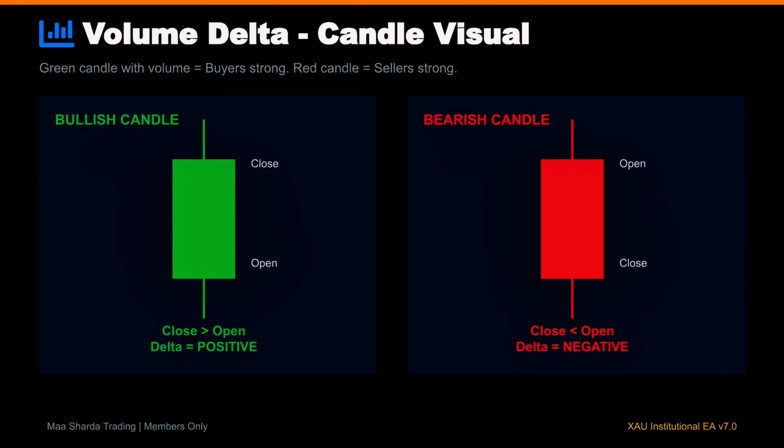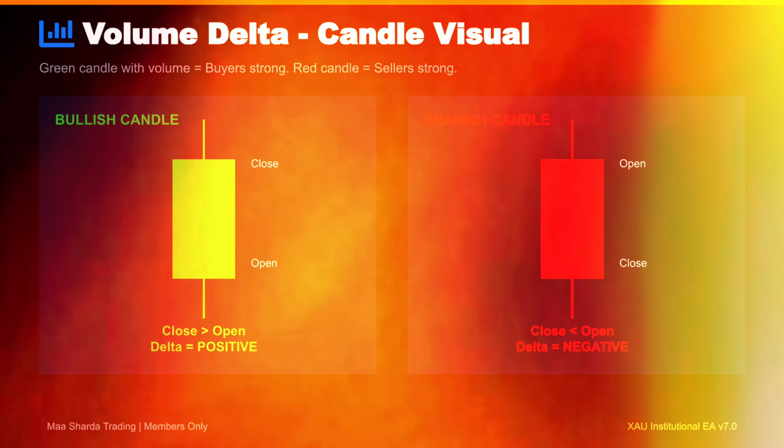This visual shows the volume delta calculation on bullish and bearish candles. In a bullish candle, close is greater than open, resulting in a positive delta, indicating strong buyers. In a bearish candle, close is less than open, resulting in a negative delta, indicating strong sellers.